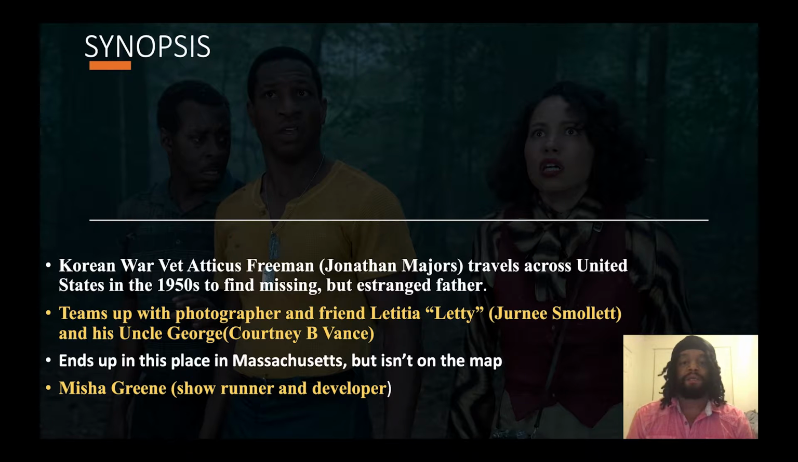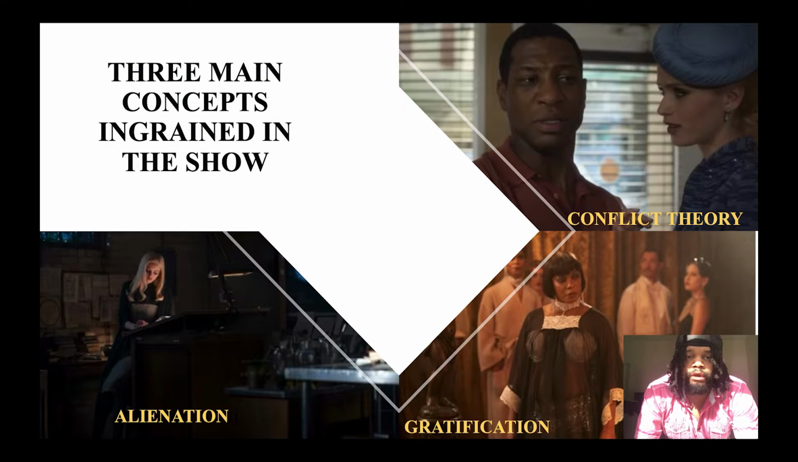But Tick doesn't travel alone. He joins up with his friend Letitia, who was played by Jurnee Smollett, and his uncle George, who was played by Courtney B. Vance. However, as they travel across the United States in the 50s, they find themselves in a great deal of danger and mishaps along the way. I have chosen three main concepts that are ingrained within the show that I found to be the most exciting to tackle: conflict theory, alienation, and gratification.